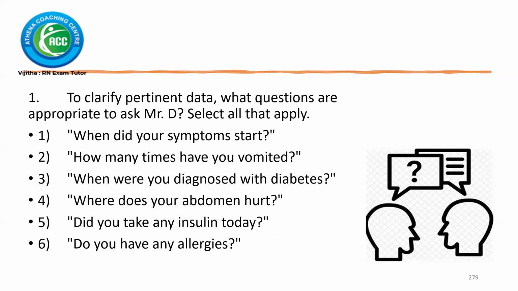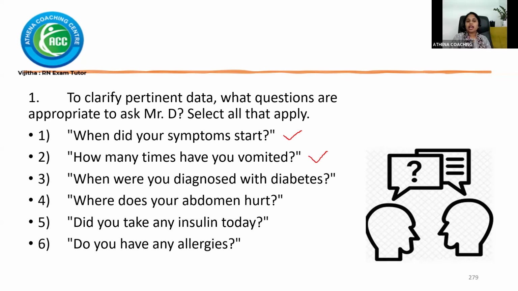Fine. First question. When did your symptoms start? Do you want that? Yes. Second, how many times have you vomited? Dehydration. Yes. When were you diagnosed with diabetes? No need. Okay, not necessary. And where does your abdomen hurt?